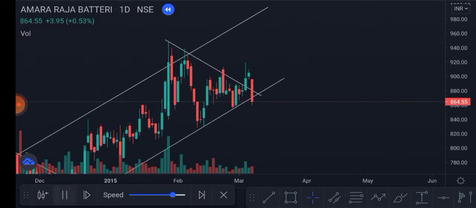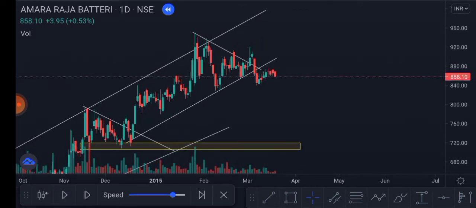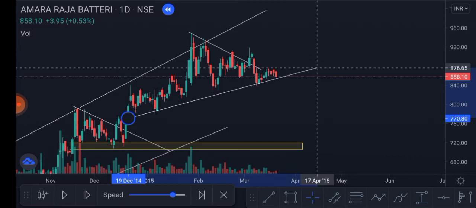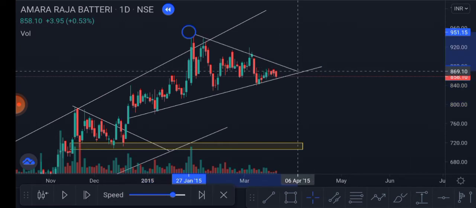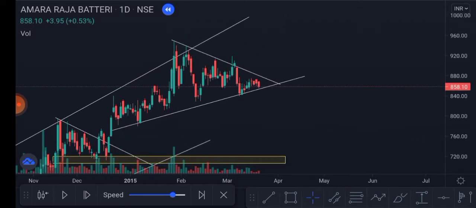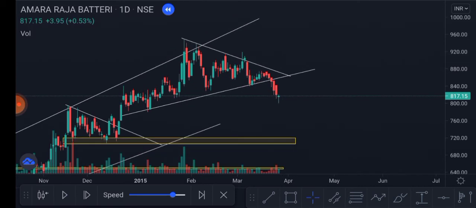Okay, no, I can see a failure of a triangle pattern here, or else I have to adjust my line here. See, this was a trend line. This can act as support now, and we can see a nice triangle right now. I'll run the software again, and if the triangle is taken out, I'll long the Amara Raja batteries. See here, market did not form a big green candle and break the triangle. Instead, it formed a big red candle and broke the triangle downside.